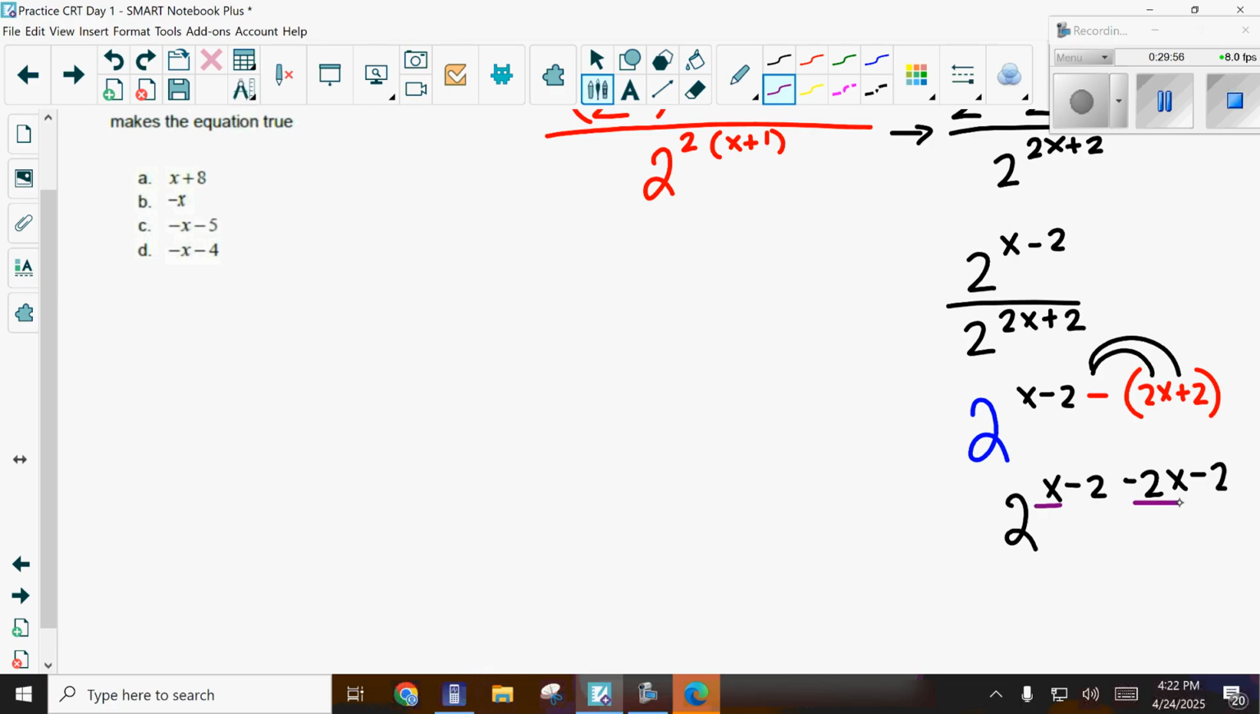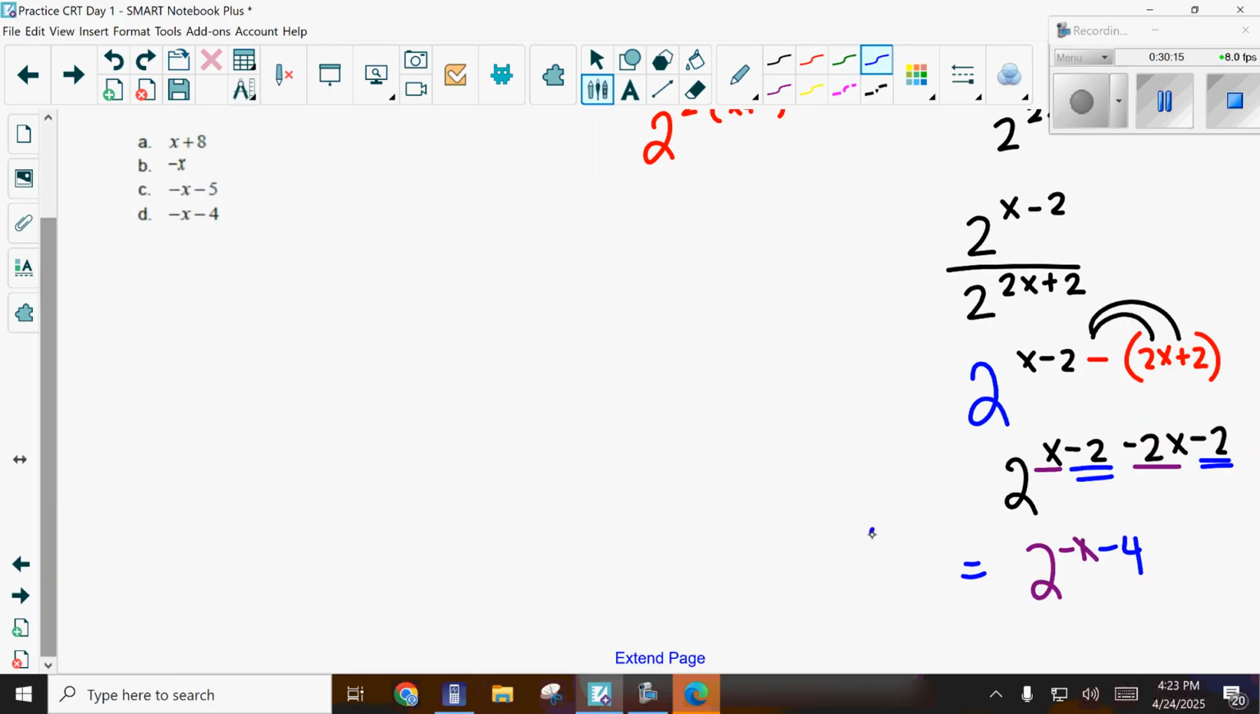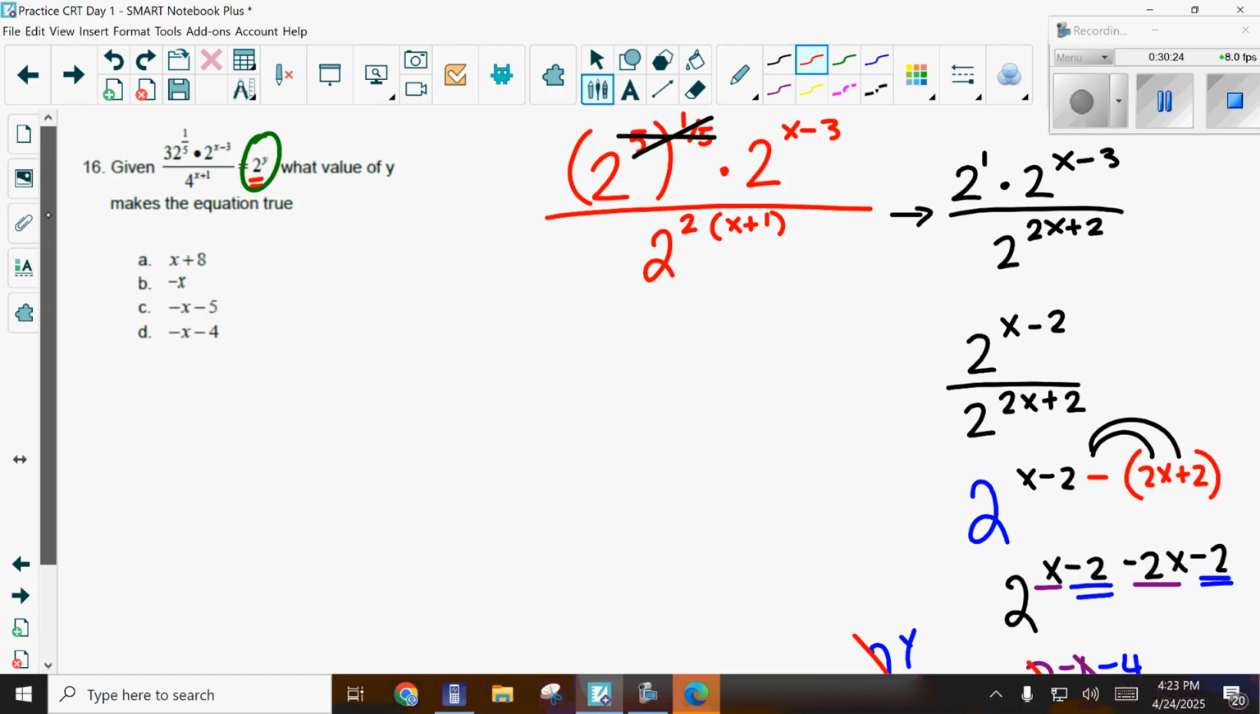So 1x minus 2x would be negative x on this 2. And then I'll use a different color. Minus 2 and minus 2 makes minus 4. So all of that stuff is equal to that original 2 to the y. And what that means is anytime these bases match, you can cross them out. So y is equal to negative x minus 4. So the answer to number 16 is choice B.